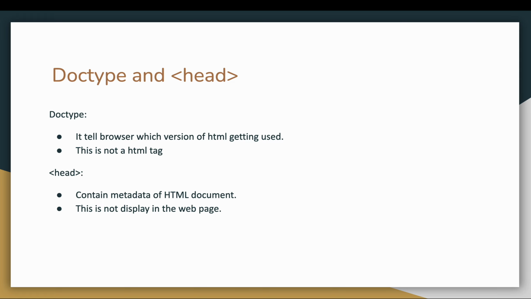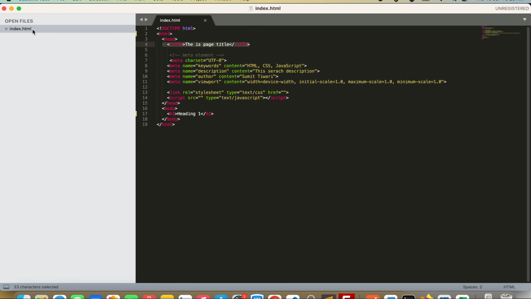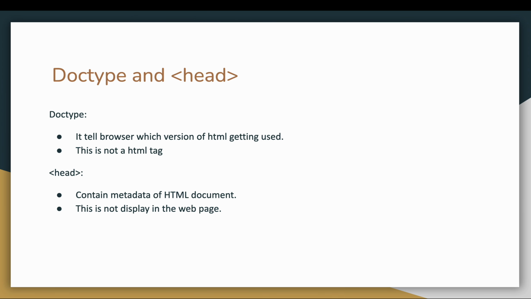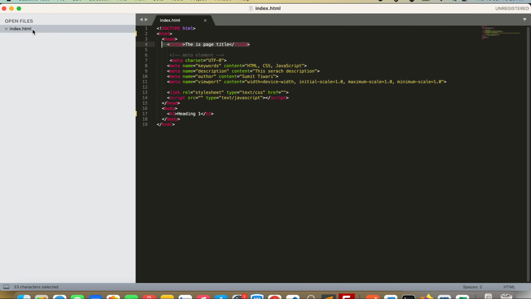Okay, so the next is the head element. What is the head element? As I told, it contains the metadata of the HTML document. This is not displayed on a web page, as I already told in the last lecture. Let's discuss one by one some tags and elements which come inside the head. The first is title. What is the title? Title is the title of your web page. Every page has a different title, and it is also used for SEO purposes.